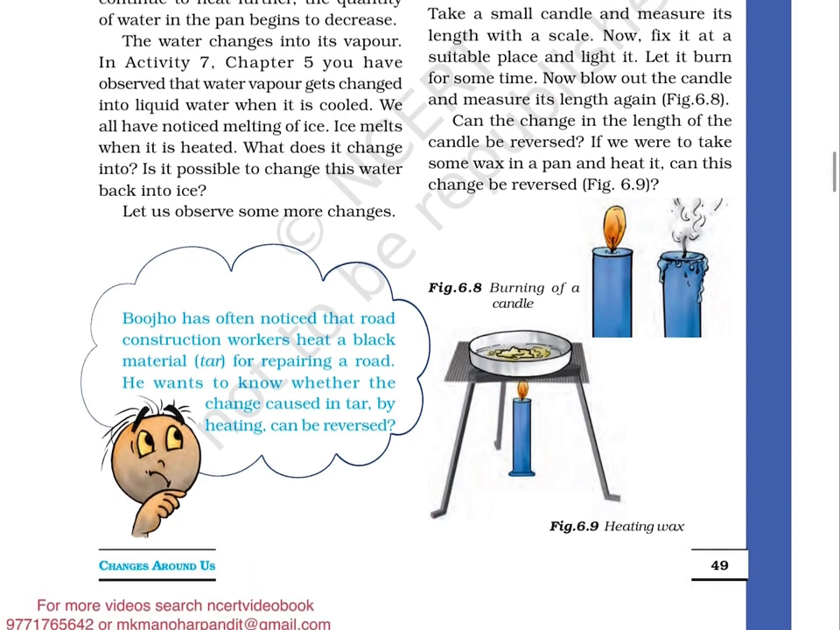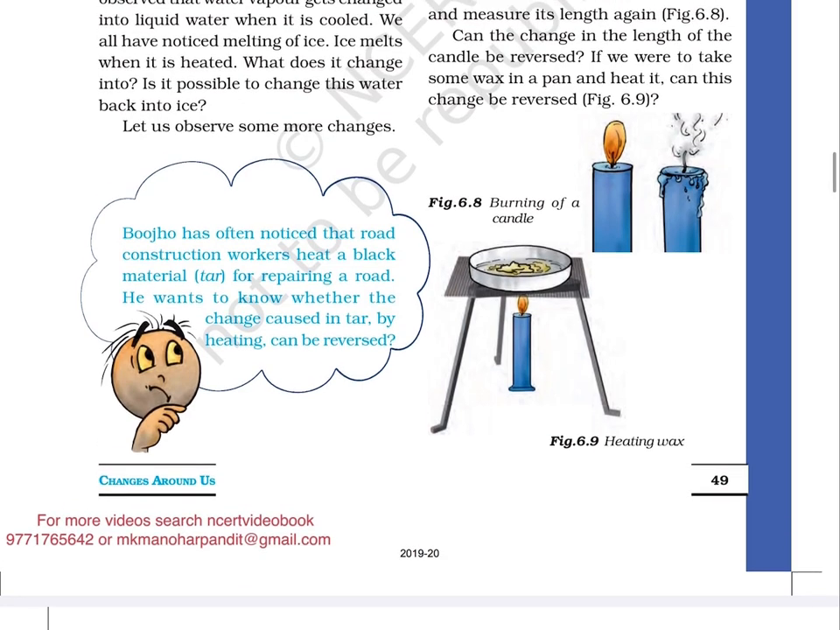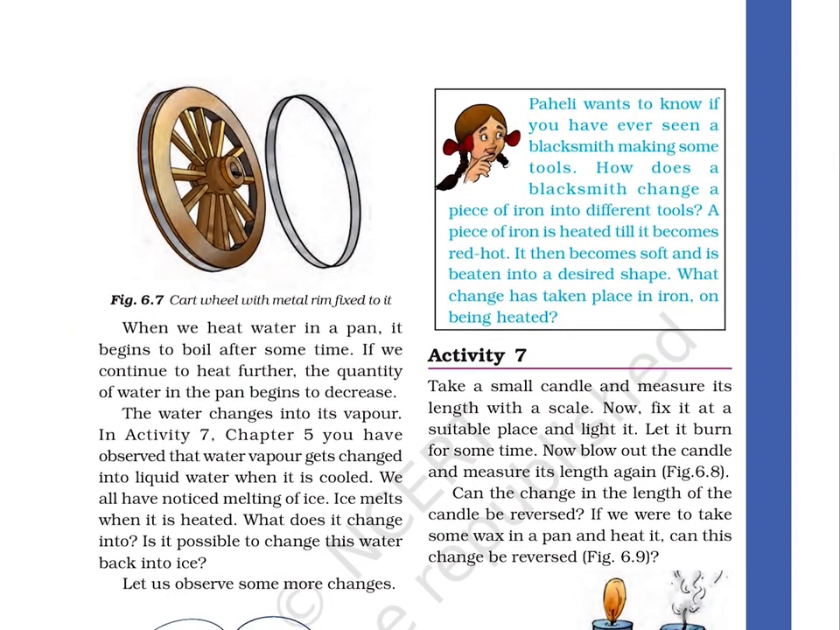Bojo has often noticed that road construction workers heat a black material, tar, for repairing a road. He wants to know whether the change caused in tar by heating can be reversed. Paheli wants to know if you have ever seen a blacksmith making some tools. How does a blacksmith change a piece of iron into different tools?